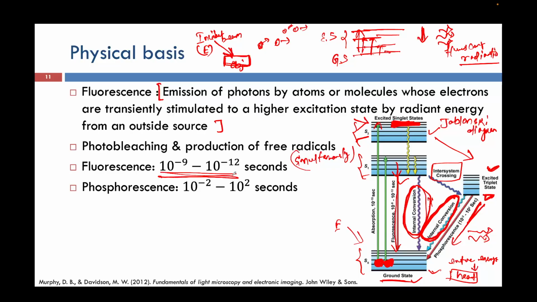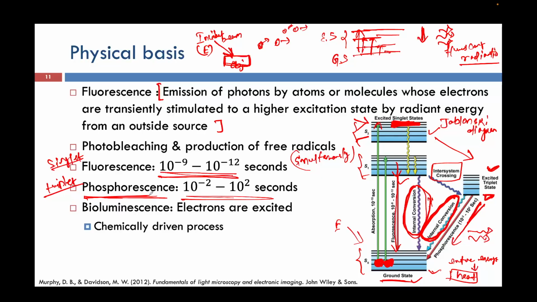But when the electron comes from the excited triplet state to the ground state, there is a time lag. That means it is not happening simultaneously. There is a time lag of 10 to the power minus 2 to 10 to the power 2 seconds. And this process is known as phosphorescence. Not fluorescence, but phosphorescence. So this is the triplet state, and this is the singlet state, the excited singlet and excited triplet state, right?